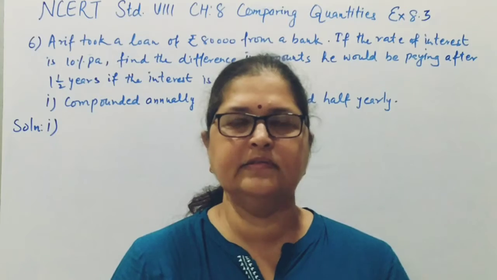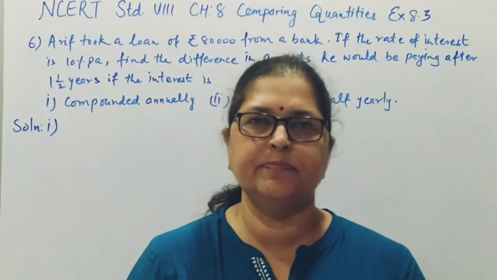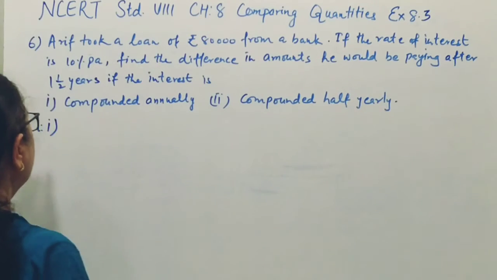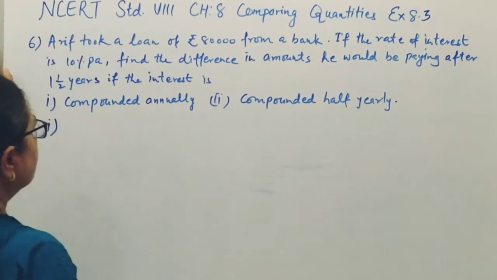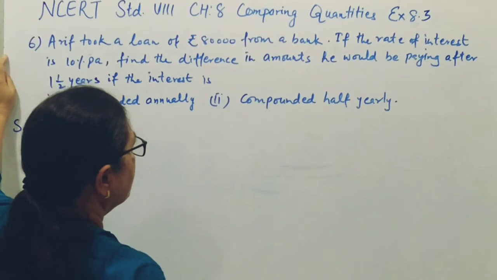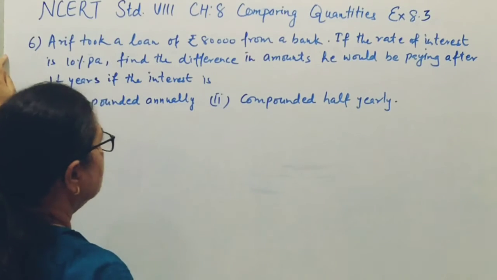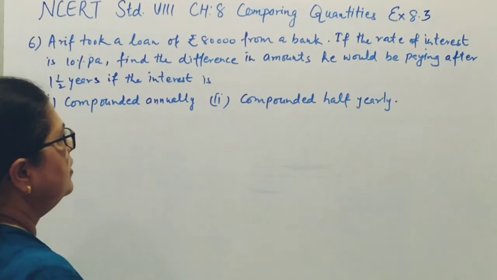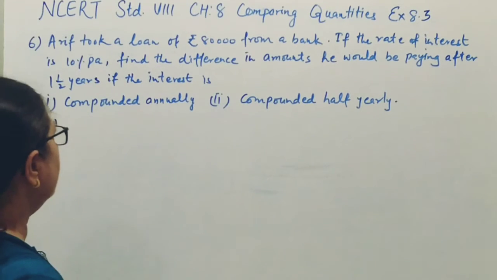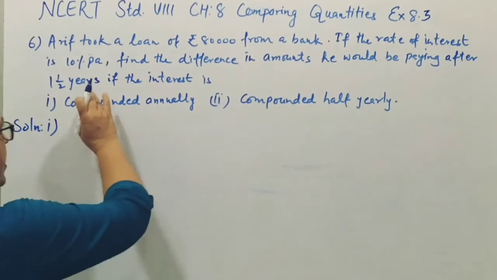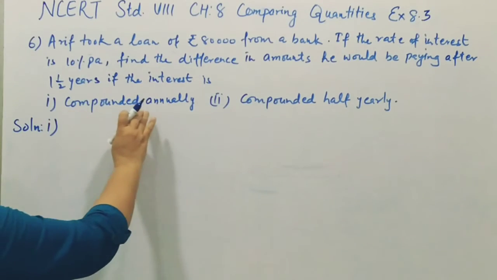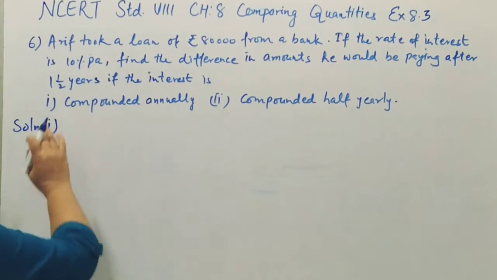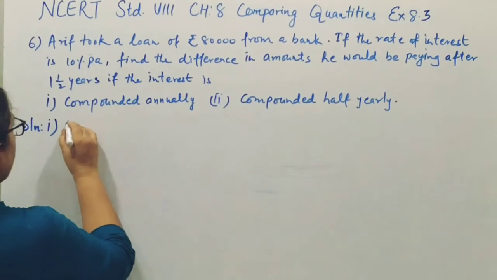Next, question number 6 of exercise 8.3, chapter number 8, Comparing Quantities, NCERT standard 8. The question is, Arif took a loan of rupees 80,000 from a bank. If the rate of interest is 10% per annum, find the difference in amounts he would be paying after 1.5 years if the interest is number 1 compounded annually, number 2 compounded half yearly. So let us start with first part.